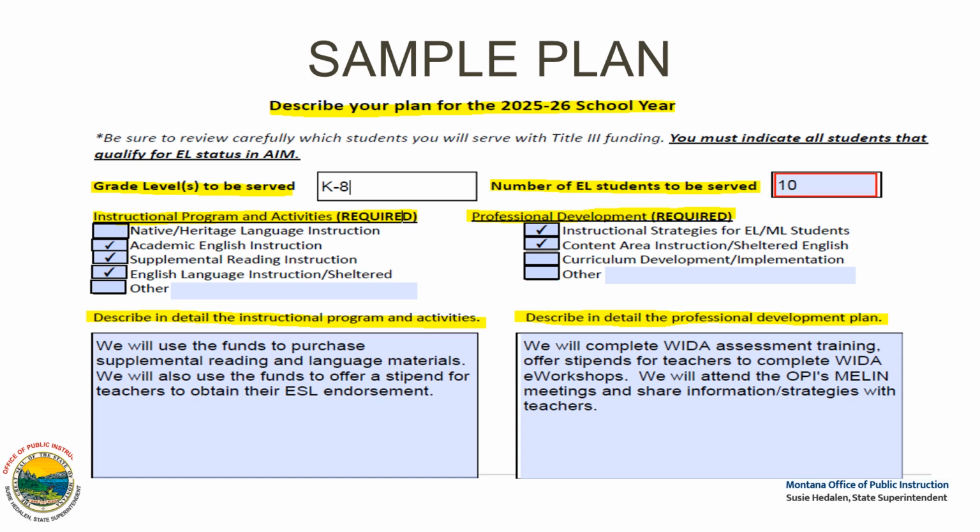So what is your professional development going to focus on? Content area instruction, instructional strategies is what I marked here. And then what is the plan? We will complete WIDA assessment training, offer stipends for teachers to complete WIDA e-workshops. We will attend the OPI's MELIN meetings and share information and strategies with teachers. I host these, typically monthly. MELIN is the Montana English Learner Instructional Network. In those meetings, we'll talk about updates on information, different strategies, and hear from other districts.